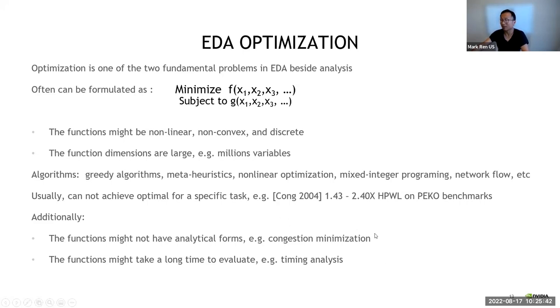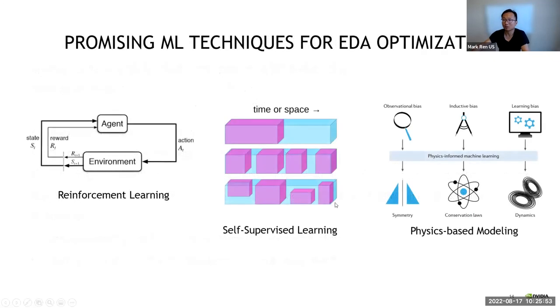And all the tools today have to handle this. They did a good job, and that's why we can design chips, right? However, can we do better? That's why we're looking into machine learning techniques to improve this optimization problem. There are three techniques I want to talk about today. One is reinforcement learning. The second is self-supervised learning, and the third is a physics-based model. I'll go through one at a time, and talk about their advantages and challenges for each method.